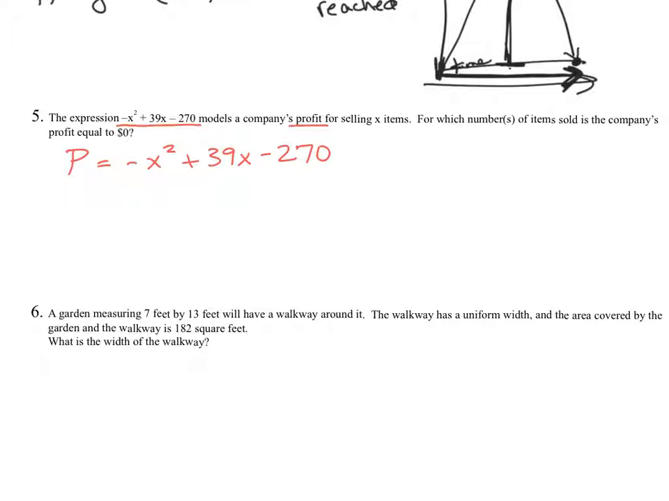So it tells you if the profit is equal to 0, then we can actually just say 0 equals negative x squared plus 39x minus 270. Okay? And so we've got to solve this to see when their profit is 0. So we've got to find x. Okay, so x is our items. So how many items will it take before they hit 0. Okay, so how are we going to solve for this? Well, there's a couple of different ways. You could factor it. You could use the quadratic formula.